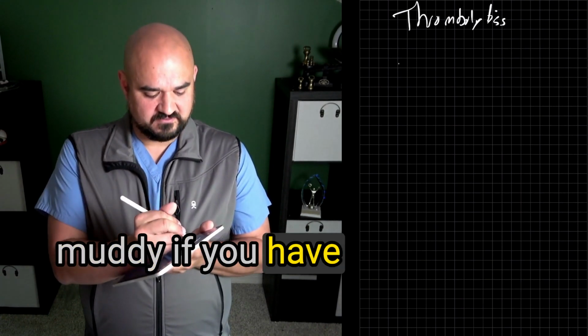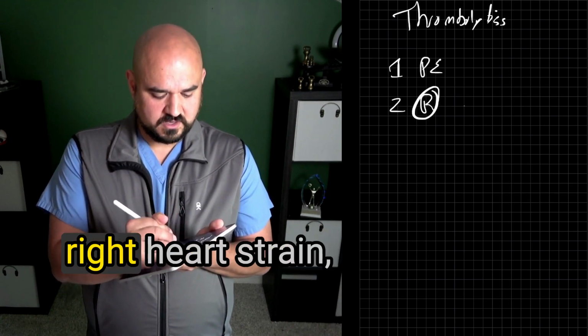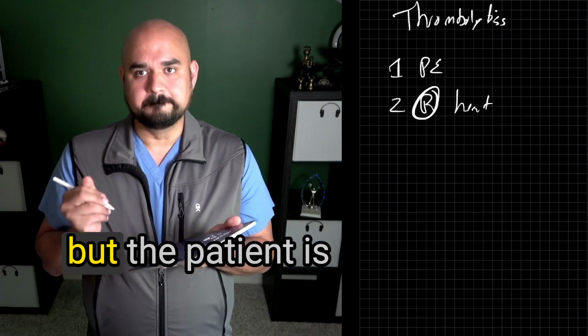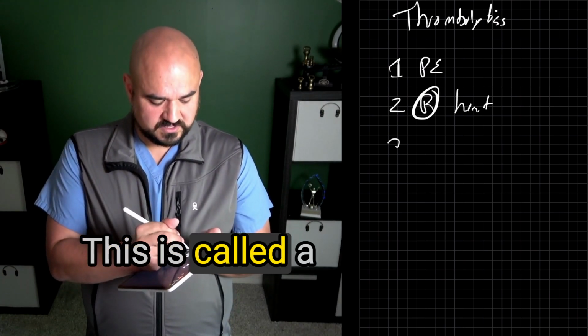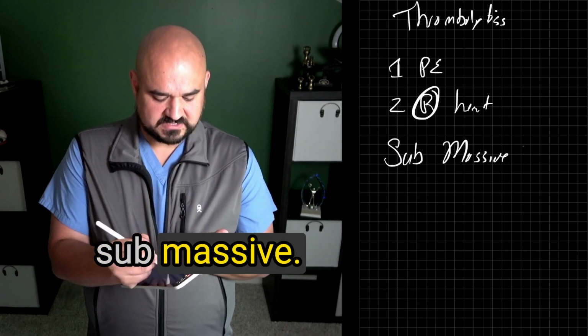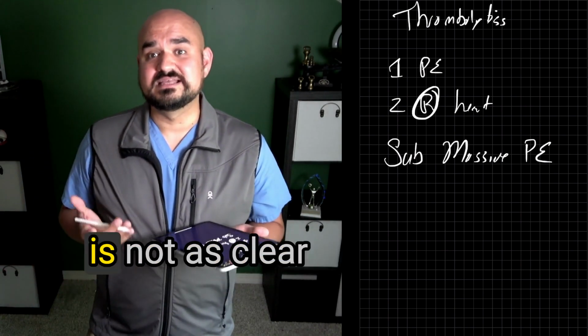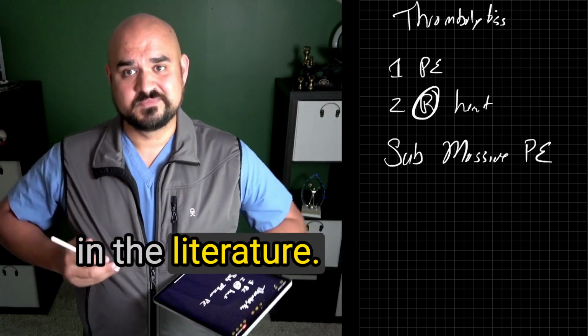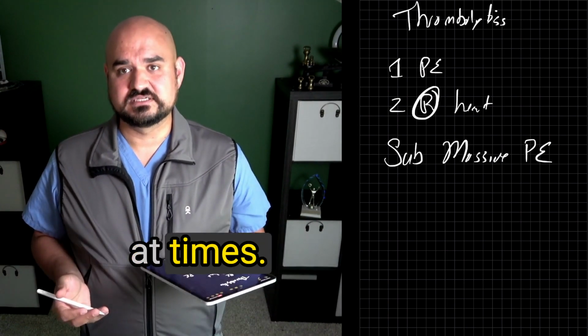Here's where it kind of gets muddy. If you have one, a PE, and two, right heart strain, but the patient is hemodynamically stable, this is called a submassive PE. And the management here is not as clear in the literature. Some of it is based on anecdote. The evidence can be contradictory at times.